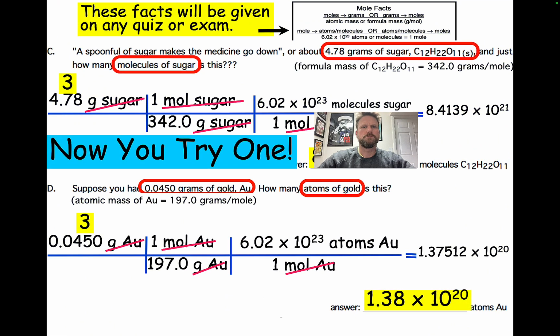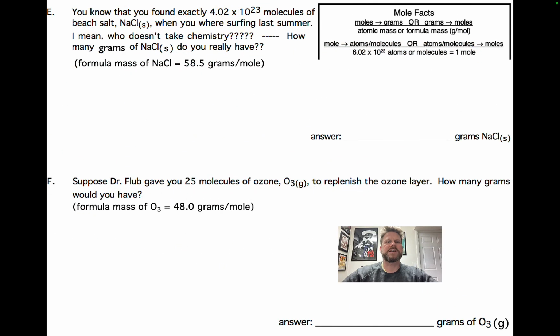How'd you do? Here's the work and the answer with the appropriate number of sig figs. Let's try one more type of mole problem. You have 4.02 times 10 to the 23rd molecules of salt from your trip to the beach. How many grams of salt is this?